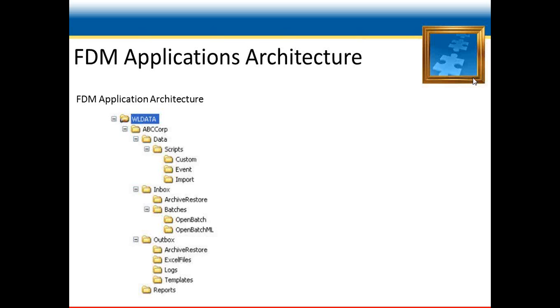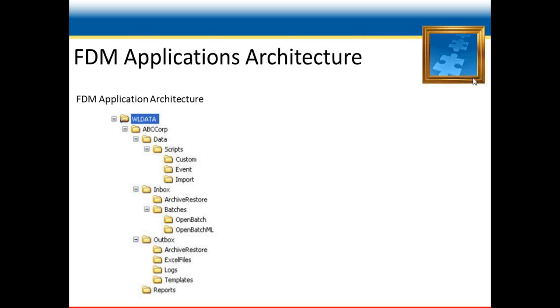The next directory is inbox. The inbox directory from which to import source files can be used as a central repository for all ledger extract files. Because source files can be retrieved from any accessible directory, you are not required to place import files in this directory. This inbox directory contains subdirectories, that is archive restore and batches subdirectory.